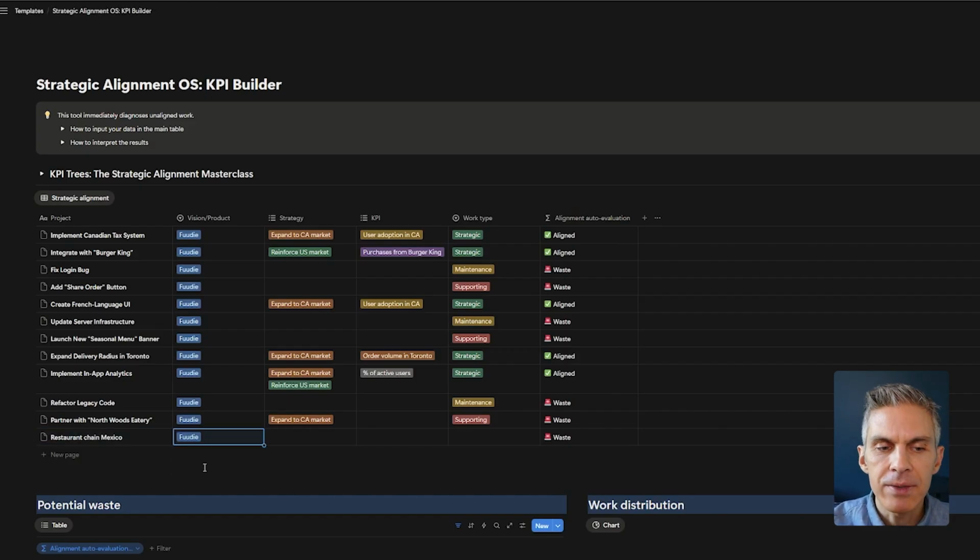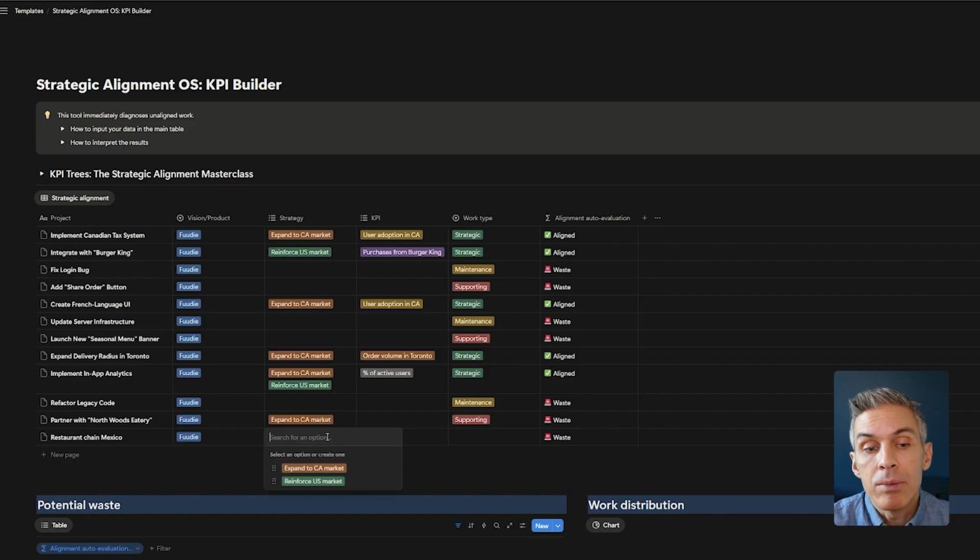And I would say that yes, it's for the same product. But is this moving a strategy? Well, I would say no. This was an example of a food delivery app, and here the strategic goals basically are to expand to the Canadian market or reinforce the US market. Well, being in Mexico, it would not help any of those strategies.